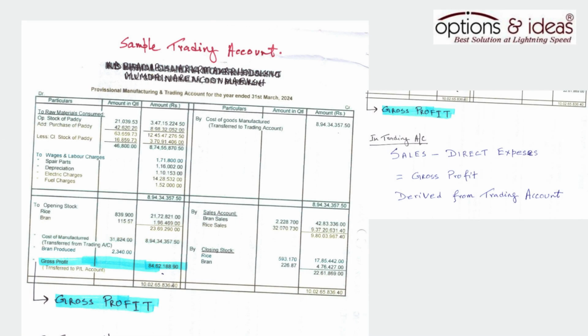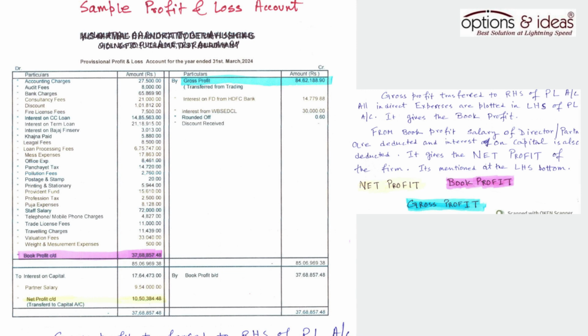Sample trading account. In trading account, sales subtracted from direct expenses is equal to gross profit. Derived from trading account. Sample profit and loss account. Gross profit transferred to RHS of profit and loss account. It gives the book profit. Salary of director, partner are deducted and interest on capital is also deducted. It gives the net profit of the firm. It's mentioned at the LHS bottom. LHS equals left hand side, RHS equals right hand side.